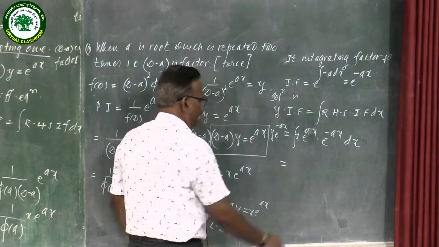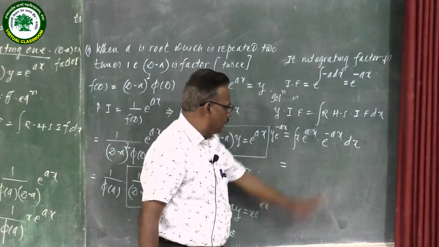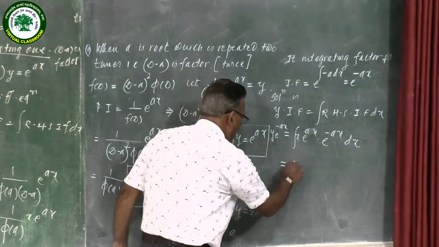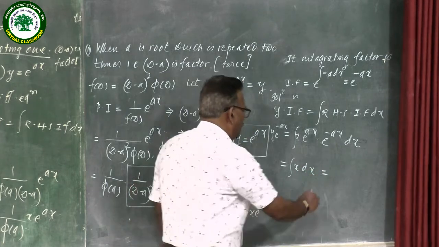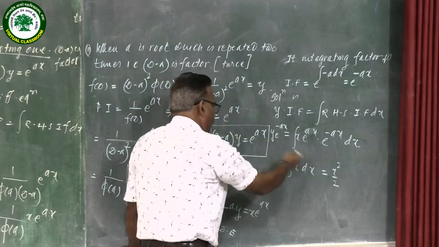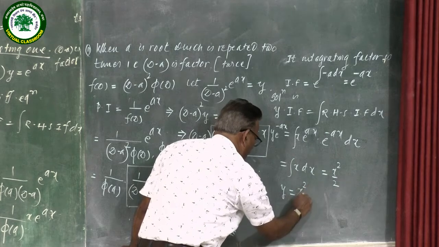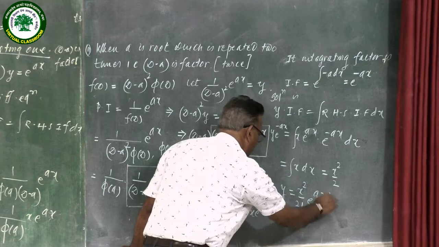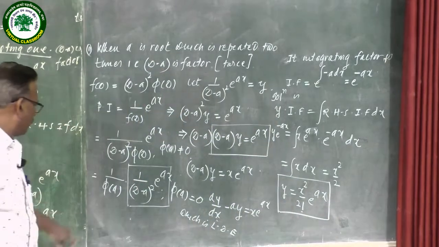See what will happen here. This e raised to x and e raised to minus x, taking the sum of these two, will be 1. Therefore, it will be only x dx, which is equal to x square divided by 2, and take this e raised to x to the right hand side. Therefore, y is equal to x square divided by 2 factorial into e raised to x. Put this value again here. We just found the solution of this.